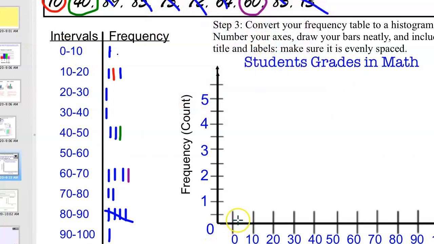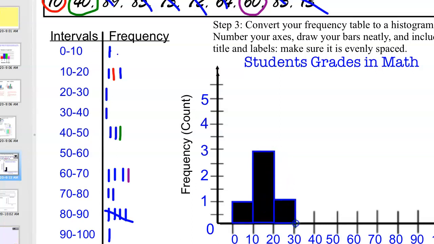All right, 0 to 10, there's going to be 1. So 10 to 20, there's 3. So I have to go up to 3 and over. Then 20 to 30 is 1. 30 to 40 is 1. Try my best, guys. These boxes are kind of hard to make. Right, 40 to 50, that's 3. So it has to go up to 3.